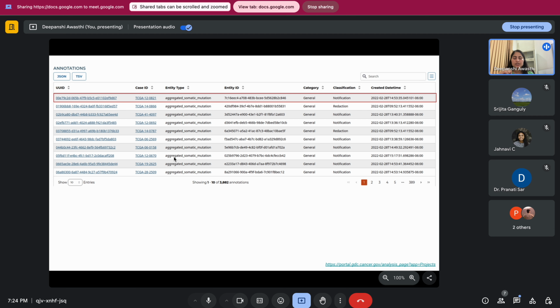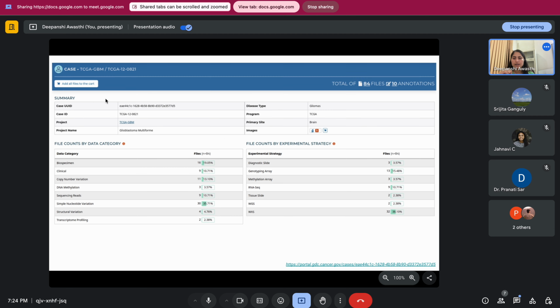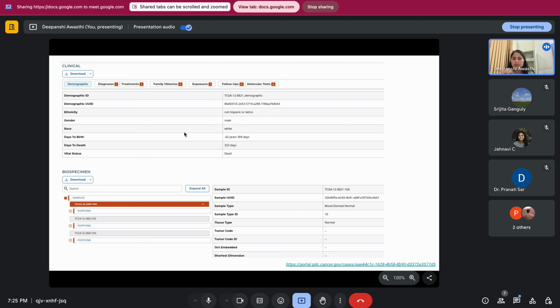In the first case, if you click, it will open like this and give you information about this particular case. Similarly, biospecimen, clinical, copy number variations, DNA methylation, similar data categories will be provided, and similar experimental strategy information will be given. If you scroll down, in the biospecimen there will be other samples provided.